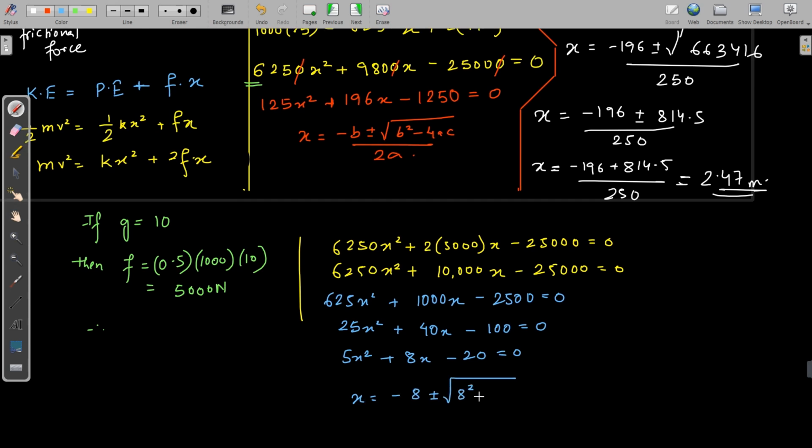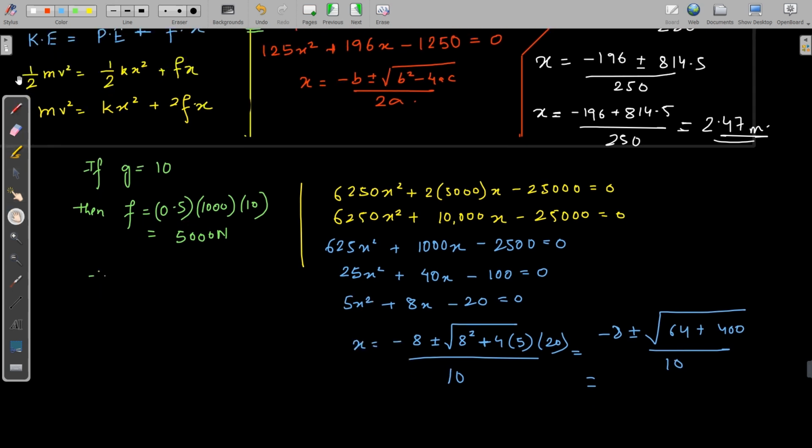B square minus 4ac, 4 into 5 into 20. This has become plus because c is minus. So we are getting how much? Minus 8 plus minus root over b square, which is 64 plus 400, by 10. So we are getting how much? 64 plus 400, 464.